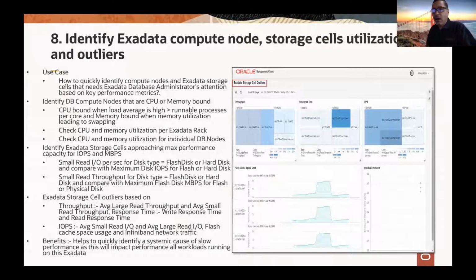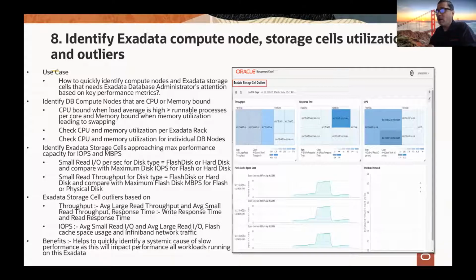Now the eighth tip I have is to identify your compute node utilization, storage cell utilization, as well as identify outliers based on, this is basic, but this will help you. If you keep this in mind, this will help us. Based on certain metrics, I have identified those metrics. So first of all, any CPU bound compute node should be identified, or even if you're leading towards this CPU bound workloads, we should know that out of the box immediately.